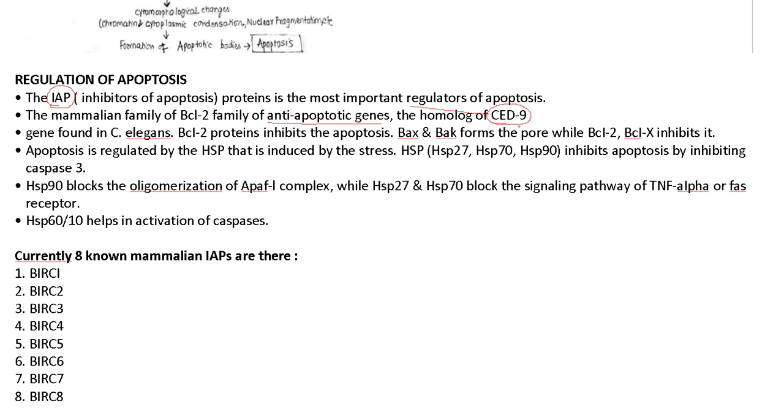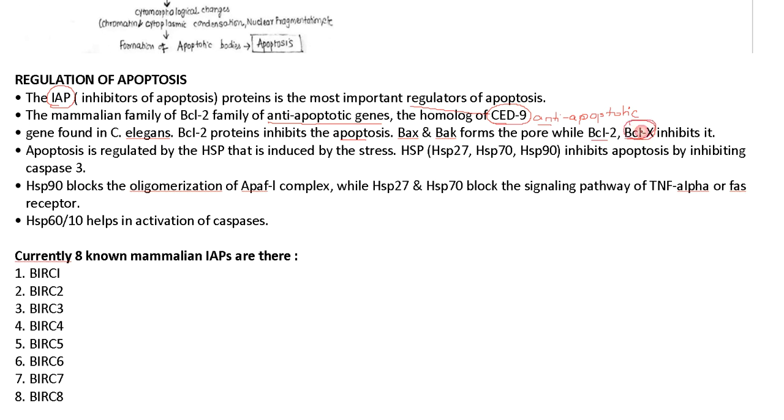So CED9 is anti-apoptotic, which is found in C. elegans. And BCL2 protein is what? This is the homologue of CED9 and inhibits apoptosis, and BAX and BAK form the pore, while BCLX inhibits it.